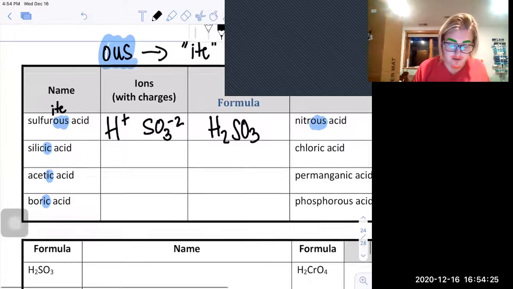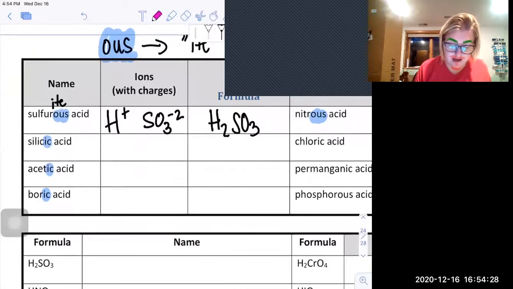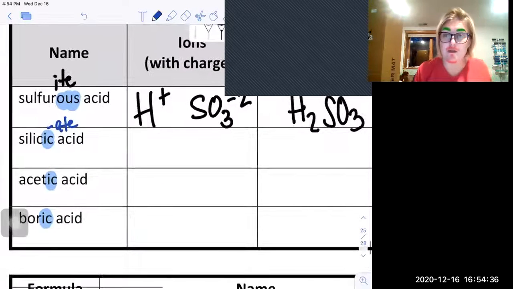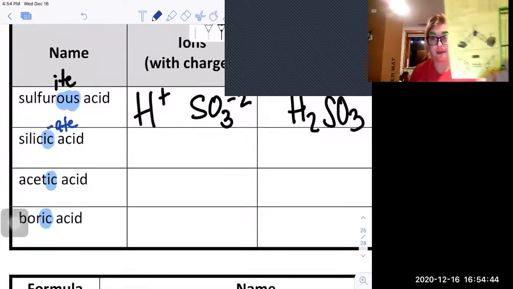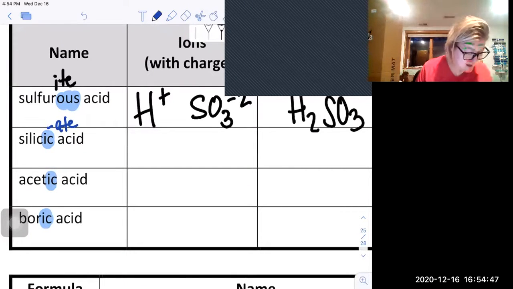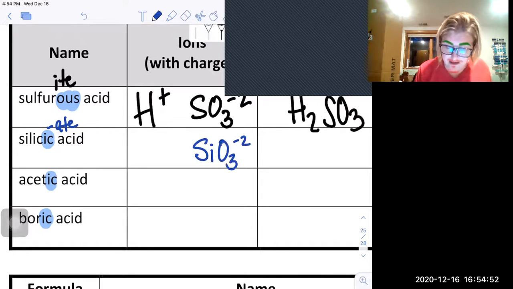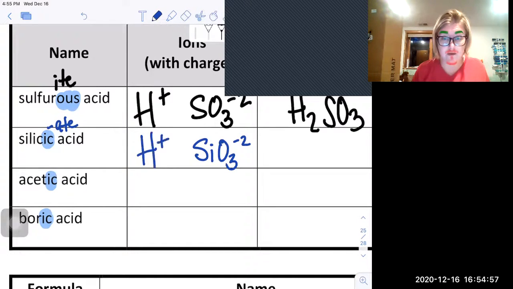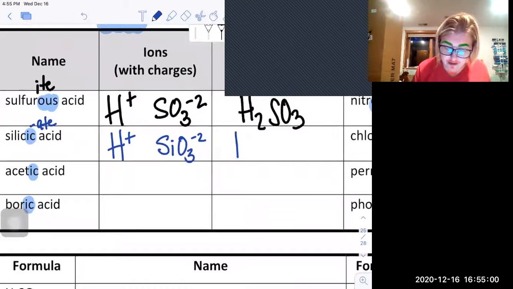Moving on. IC used to be ATE. Silicic acid used to be silicate. So I'm going to look up silicate in my polyatomics. Silicate is SiO3 with a -2 charge. It's an acid, which means it starts with an H. So now I have my two ions, and I can crisscross my charges. I'm going to have H2SiO3.